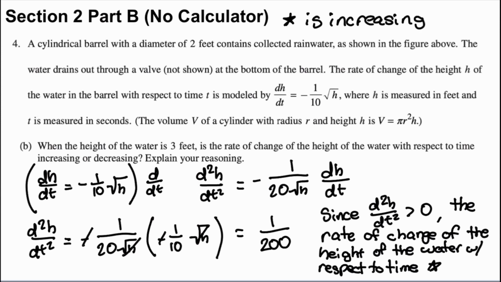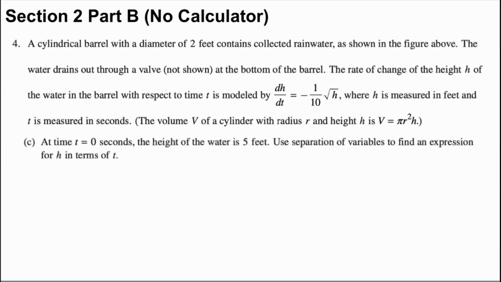That's our explanation. You want to have a little statement like that if it says explain your reasoning. Again, you don't have to write a college thesis when doing it. A simple explanation supported by work is fine, and that will give you full credit. 4C.